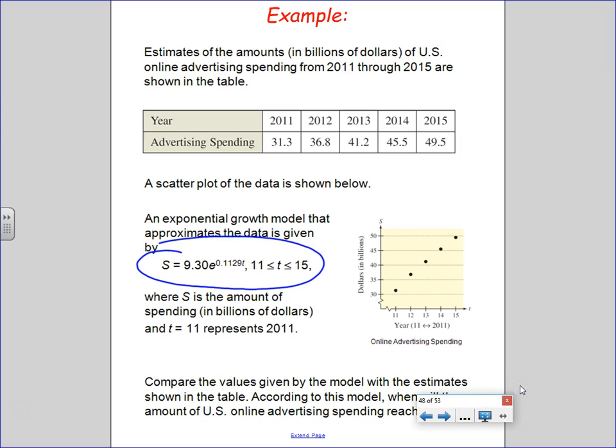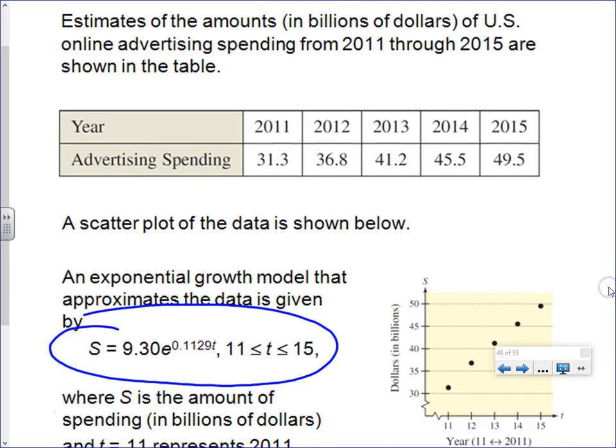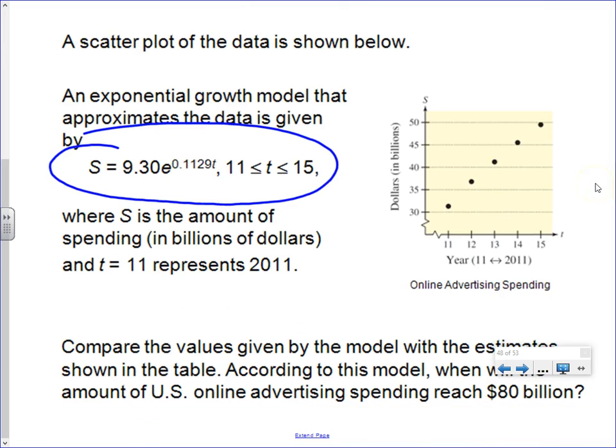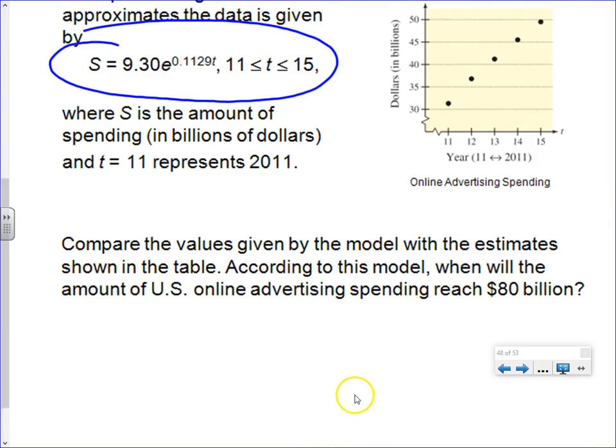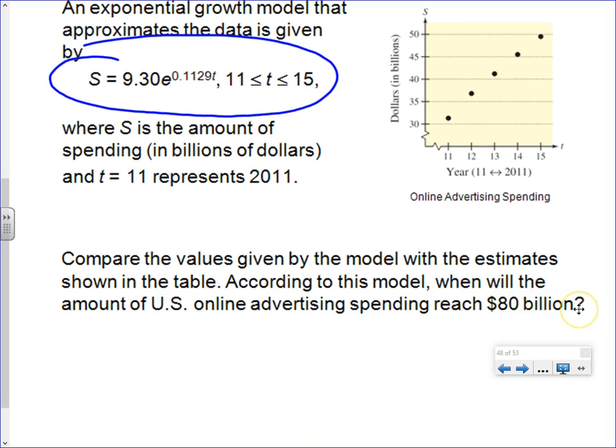Sometimes you have to go through quite a bit, but that's okay. That builds the problem and lets you know what you're doing. Not making you write the table or the scatter plot. You have it to refer to if you need it. You have the equation. What are they actually asking us to do with this online advertising? Look at the bottom and go find the statement. According to this model, when will the amount of U.S. online advertising spending reach $80 billion?